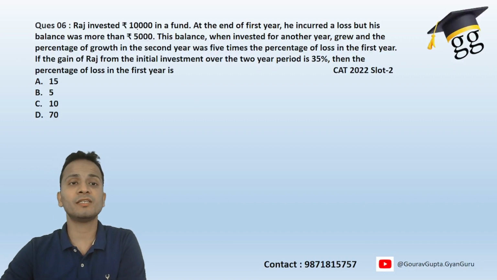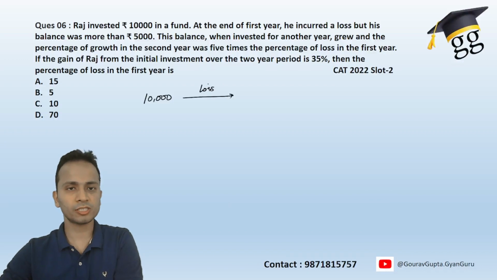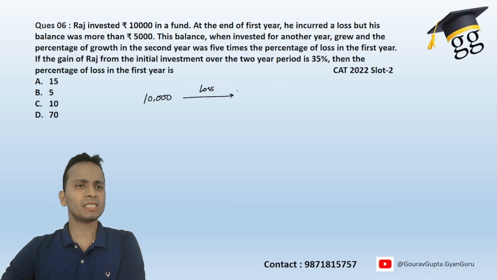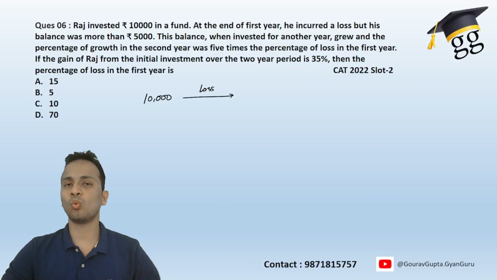Now, Raj invested 10,000 in a fund. At the end of the first year, he incurred a loss, but the balance was more than 5,000. So he started with 10,000. Now he had some loss, but the balance was more than 5,000. So that means the loss was less than 50%.